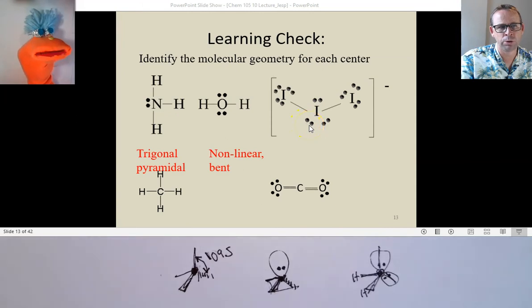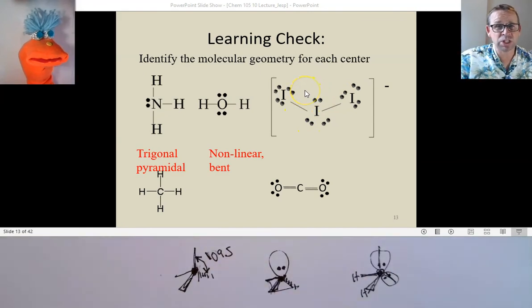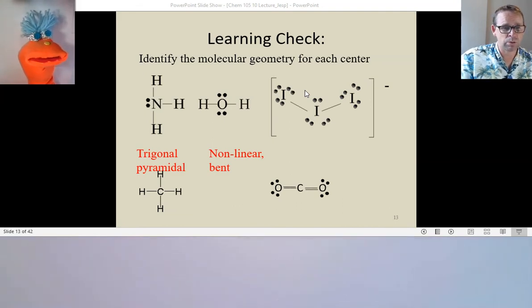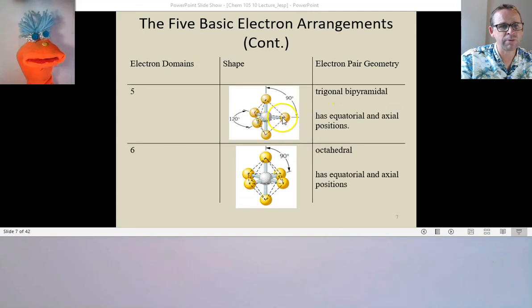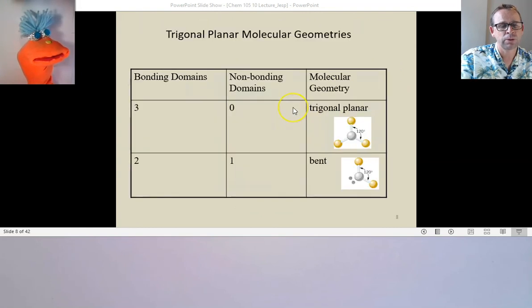2 bonding and 3 non-bonding. So is that 5? That's right, 5 regions. 1, 2, 3, 4, and then 5. Do you remember the shape that those 5 regions are going to adjust themselves into? I can't remember. All right. So if we look back here, let's go back a little bit. Here's our 5 regions, right? And we see that it's trigonal bipyramidal. Okay, yeah, trigonal bipyramidal. Very good.